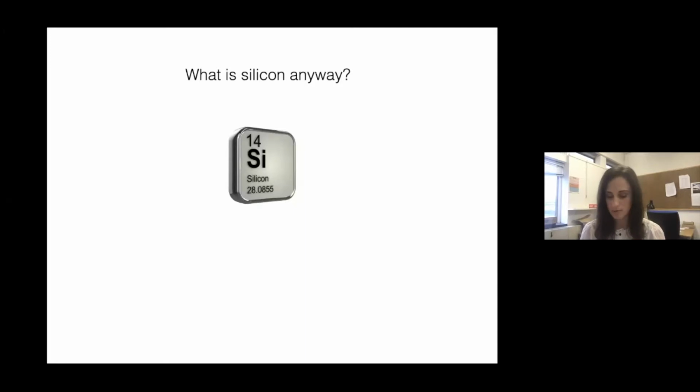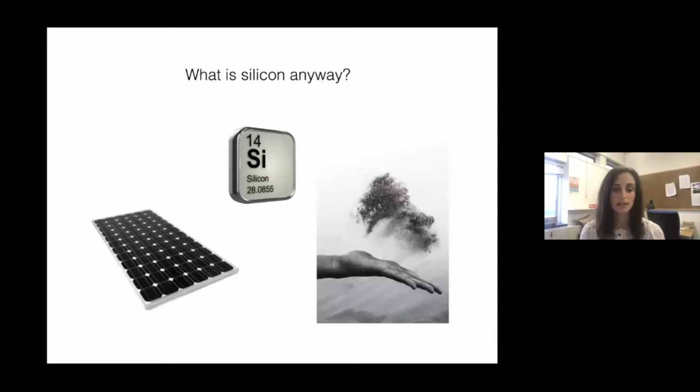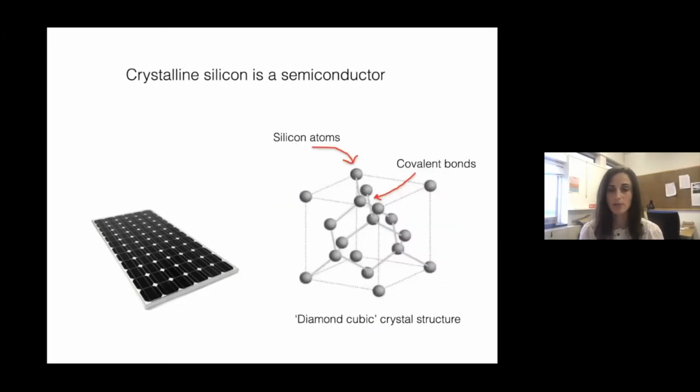of the periodic table. And you may be more familiar with silicon in other forms that it takes, i.e. silica or sand. But the type of silicon I'm talking about is crystalline silicon, which is exactly the material that may be on your roof being used as a solar cell. And crystalline silicon is made up of silicon atoms bonded together via strong covalent bonds into a structure we call a diamond cubic crystal structure. So a crystal made from silicon.